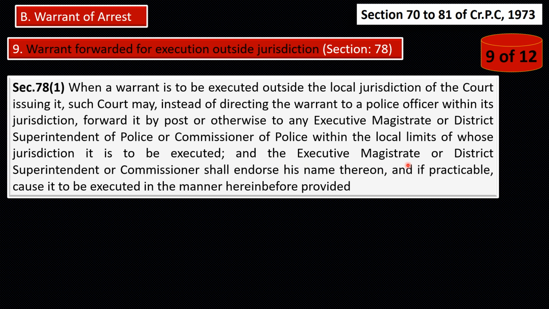And the executive magistrate or the district superintendent or commissioner shall endorse his name thereon and, if practicable, cause it to be executed in the manner heretofore provided. Subsection 1 of section 78 is trying to tell us that the warrant of arrest, if it is to be served outside the local jurisdiction of the court, may, instead of giving it to the police officer of that area, be directed to the executive magistrate or a district superintendent of police or the commissioner of that area in which it has to be given.